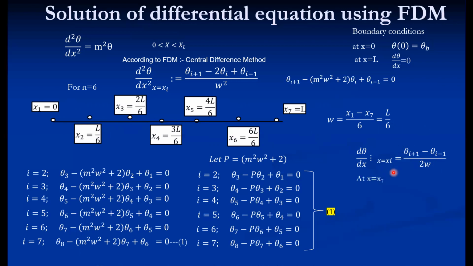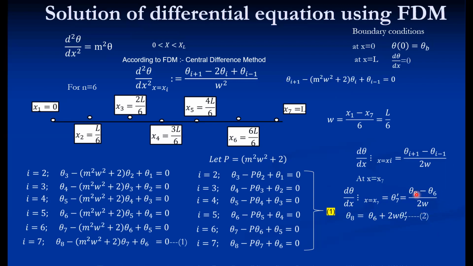But at x is equal to 7, we get θ8 minus θ6 divided by twice w. And this is θ prime 7, because dθ/dx is equal to θ prime 7. So θ prime 7 is equal to θ8 minus θ6, because 7 plus 1 is 8 and 7 minus 1 is 6, divided by 2w.